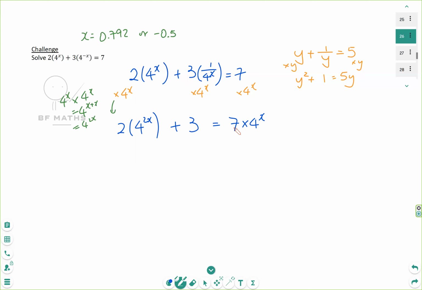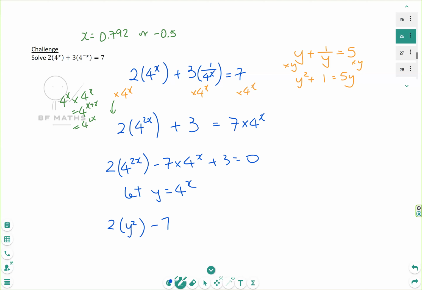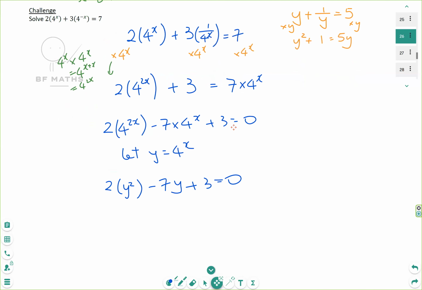There you can see it becomes a disguised quadratic. So if we bring the 7 times 4 to the power of x to the left hand side, it becomes 2 times 4 to the power of 2x minus 7 times 4 to the power of x plus 3 equals 0. We can then let y equal 4 to the power of x. So that becomes 2y squared minus 7y plus 3 equals 0. And then from there, you should get y equals 3 or 0.5.